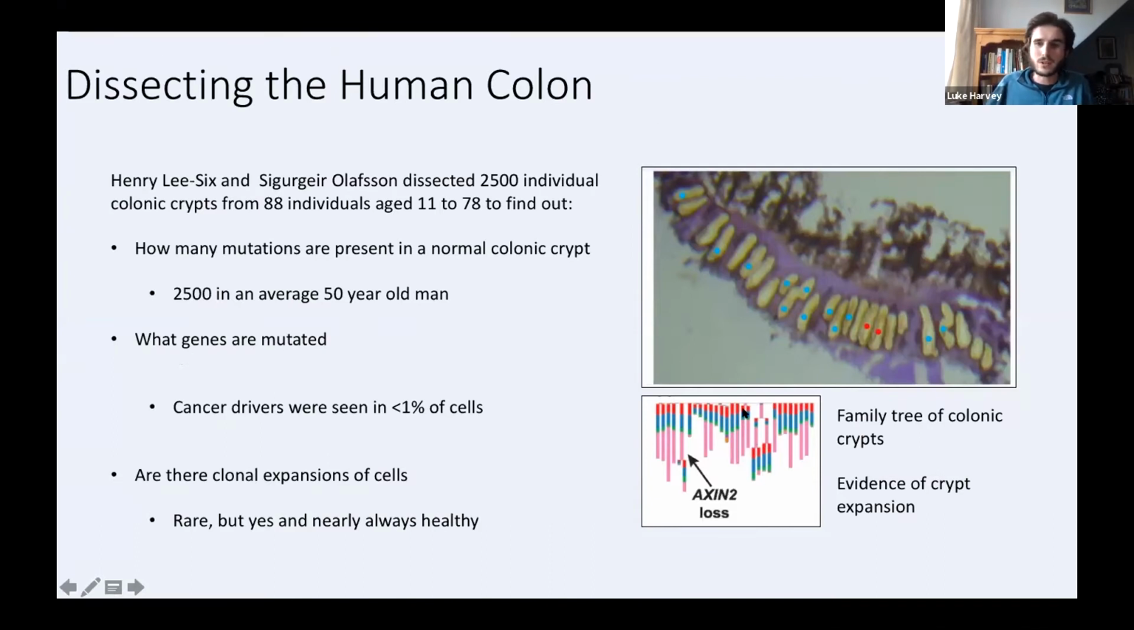What we can do is, if you look on the right, this family tree that we made of the colonic crypts, we can see how closely related they are to each other. And where we do see a driver gene in this axon 2, which is these 2 red dots, they're very, very closely related, suggesting that there was a mutation at some time point quite frequently. And these cells are beginning to expand and spread throughout the colon. And this could potentially be the beginning of cancer development.